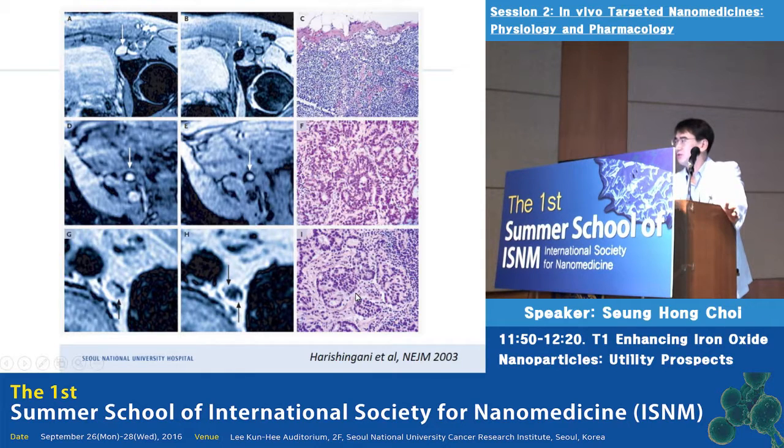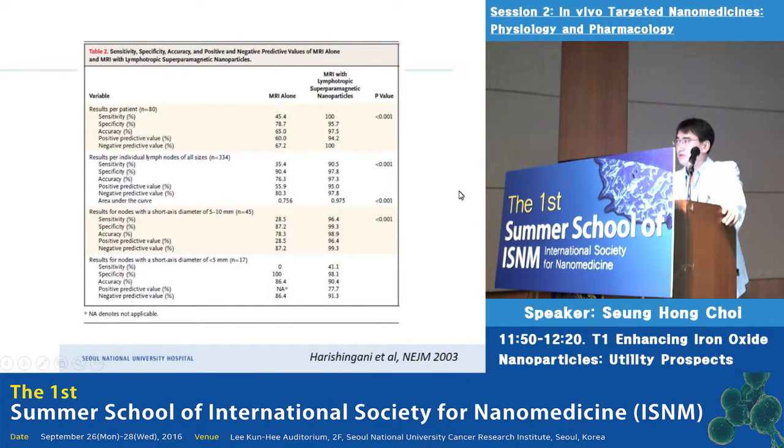So in their report, USPIO has the benefit of detecting lymph nodes with metastasis less than 5 millimeters in diameter. You can see the usual MR imaging cannot detect metastasis less than 5 millimeters. But using USPIO MRI, the authors report that more than 40% more could be detected after USPIO application.